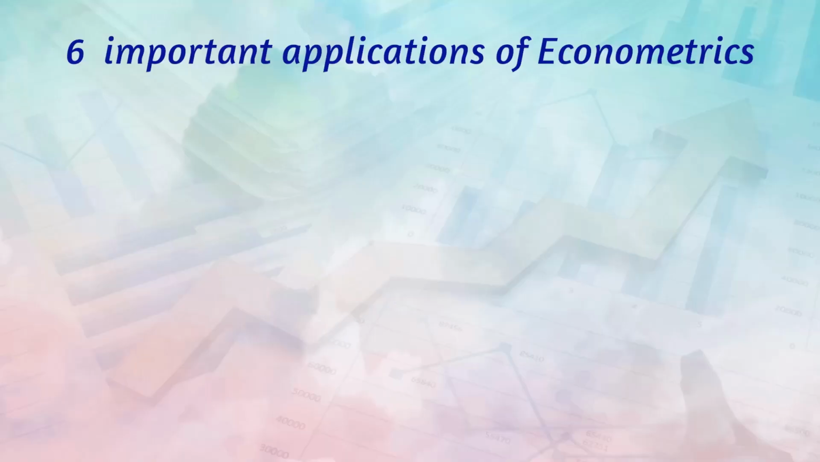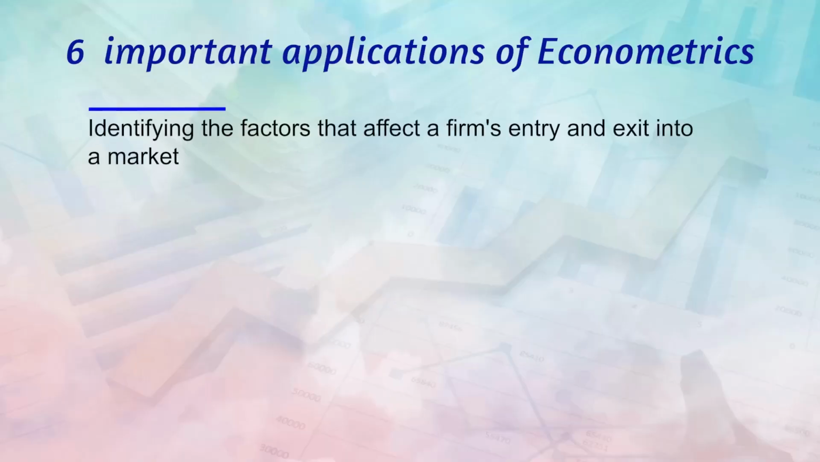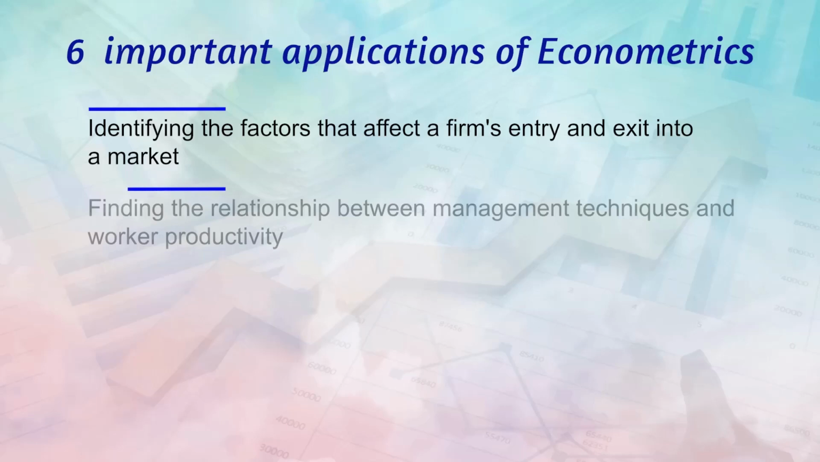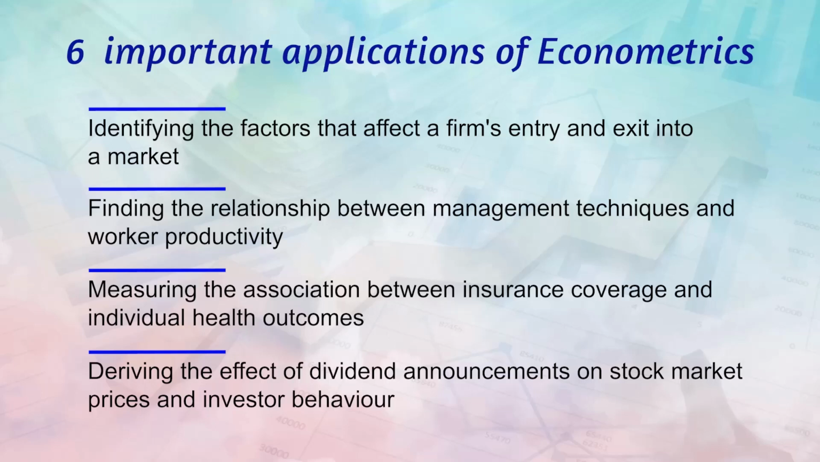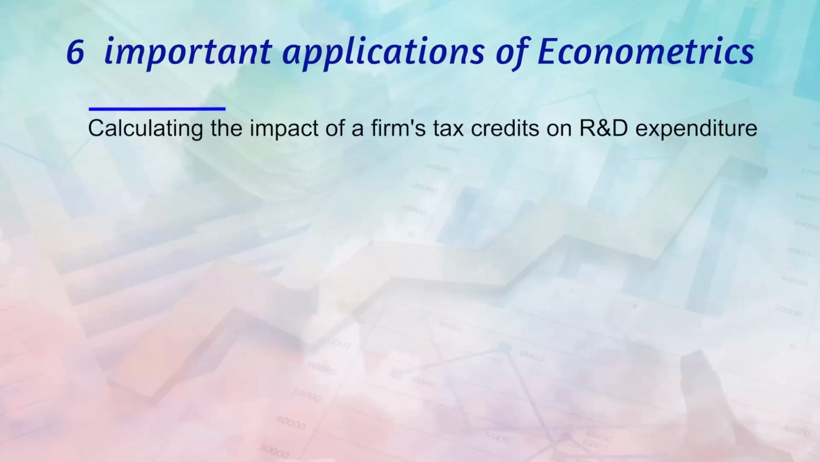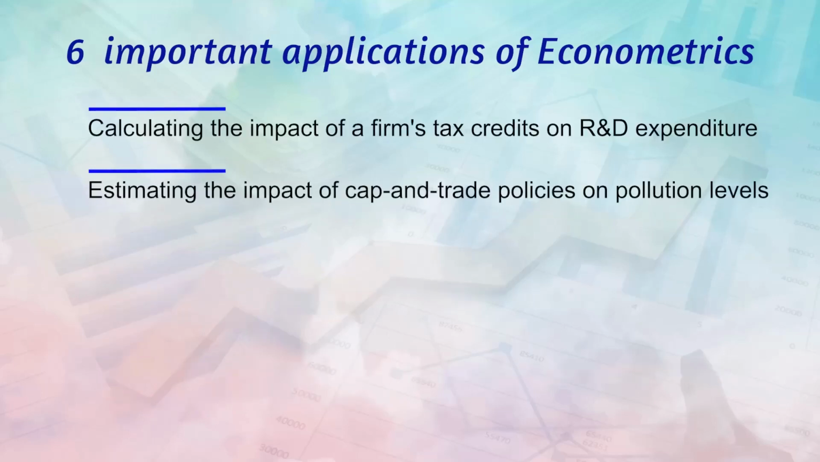So based on this, we can address a question that highlight any 6 important applications of econometrics. The first application can be firms' entry-exit behavior. It can be relationship between the management techniques and the worker productivity. It can be any kind of relationship between insurance coverage and the health outcomes, or dividend announcements, or based on the R&D expenditure or on the pollution levels. So for all these matters, we can explain how this econometric modeling can be done.